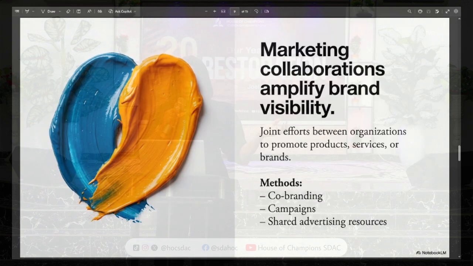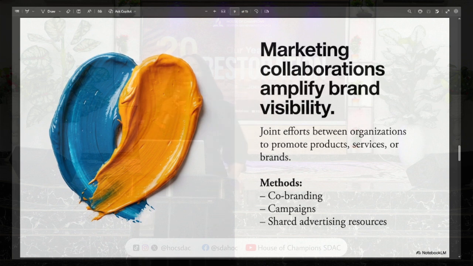Now, another one will be marketing collaboration. Yes, this brings us to the last one. It says joint efforts between organizations to promote products, services, or brand, model, co-branding, campaign, shared advertising resources. So this could be... can anybody give me any industry? Agriculture, amazing.